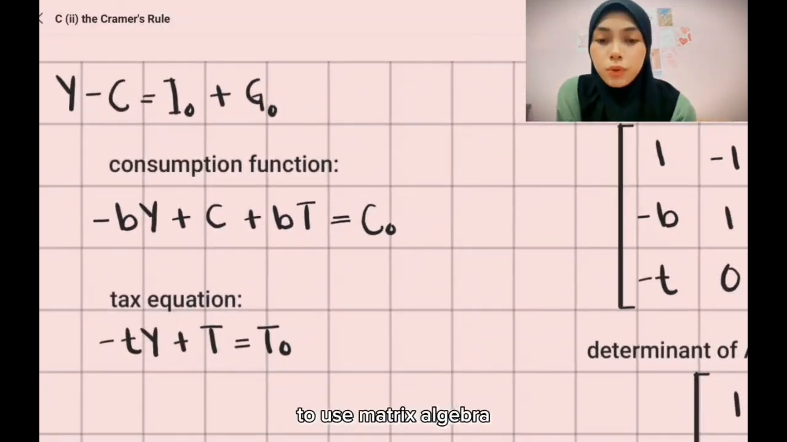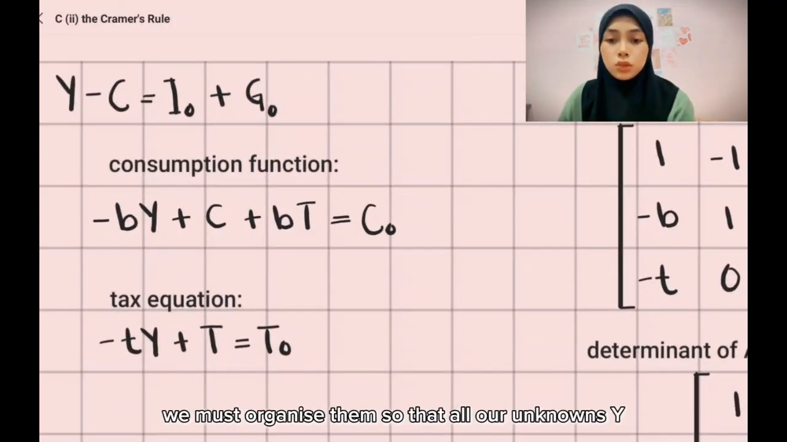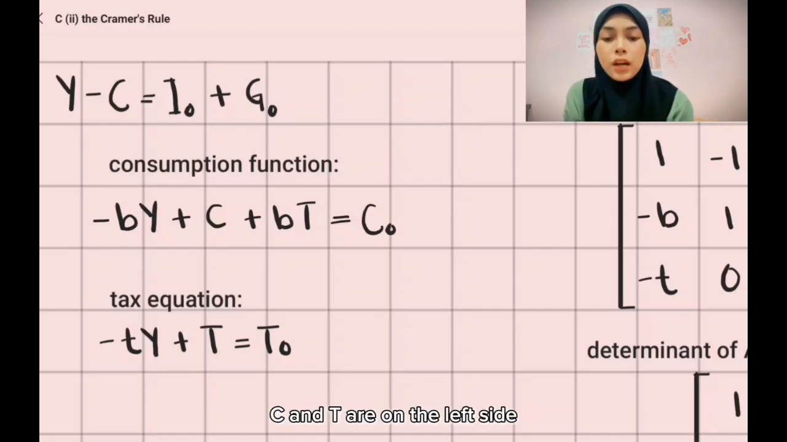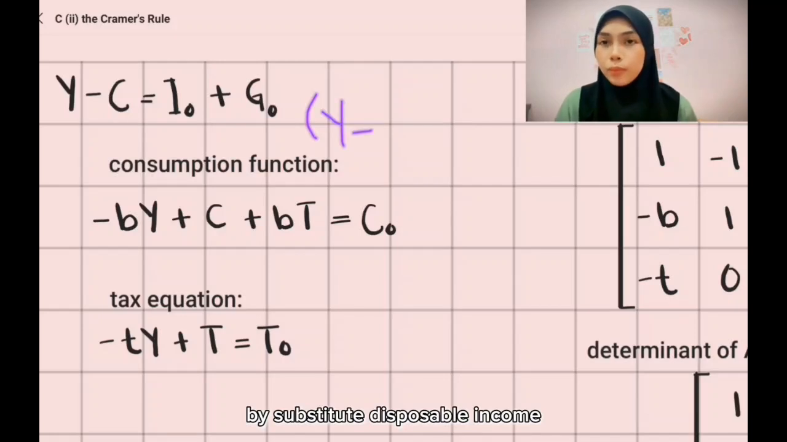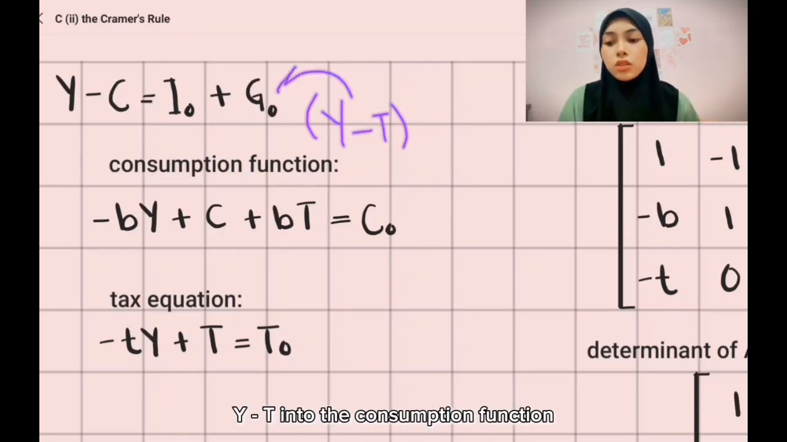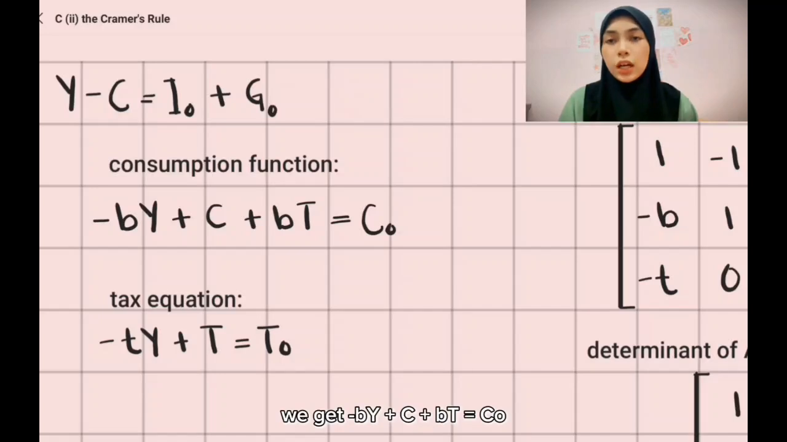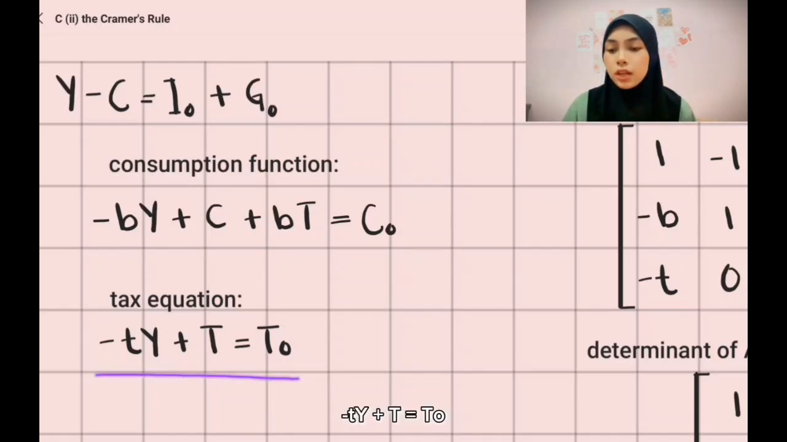To use matrix algebra, we must organize them so that all our unknowns Y, C, and T are on the left side and our constants are on the right. From our first equation, we get Y minus C equal to I0 plus G0. By substituting disposable income Y minus T into the consumption function and moving terms, we get negative BY plus C plus BT equal to C0. Finally, the tax equation becomes negative TY plus T equal to T0.